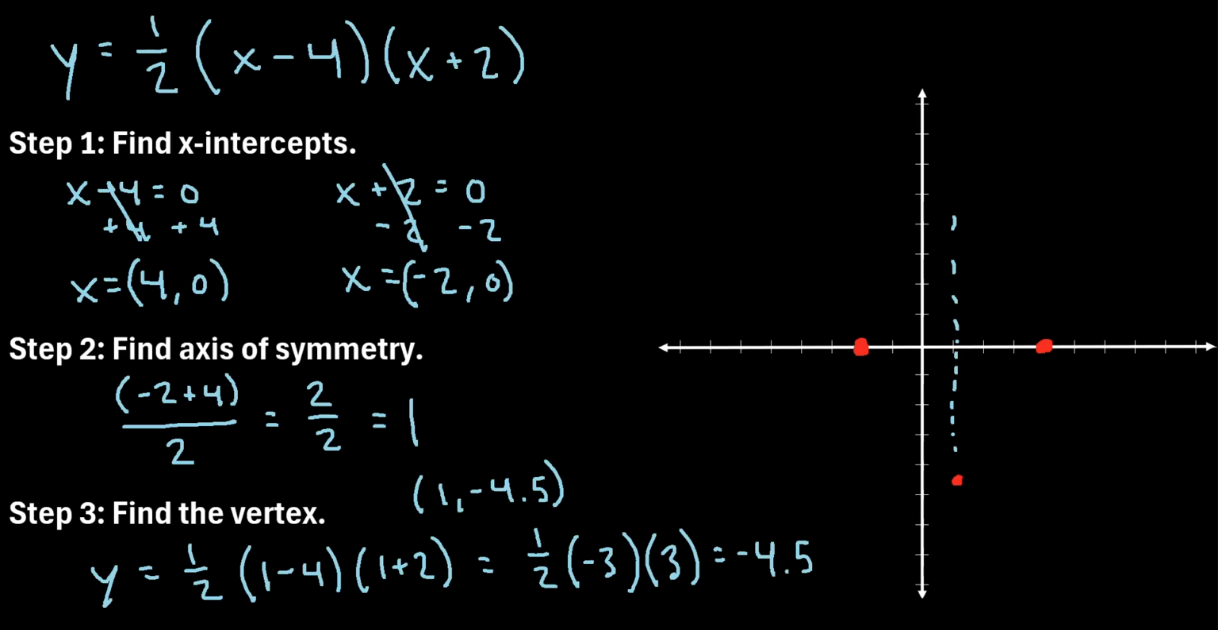Now once we have the vertex and the two x-intercepts, we have everything we need to create a rough sketch of what this parabola looks like. We just draw a line that connects all three of those values. So this is roughly what the parabola looks like for the equation y equals 1/2 times (x minus 4) times (x plus 2). So you can use this simple three-step process to graph any quadratic function that is in factored form.